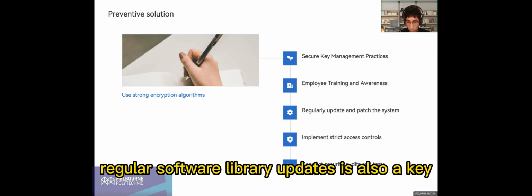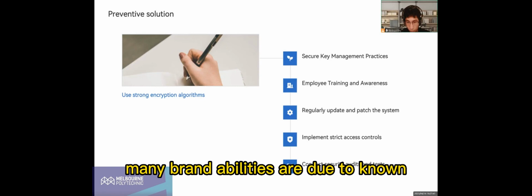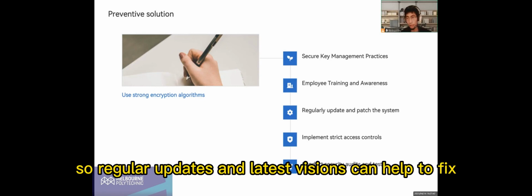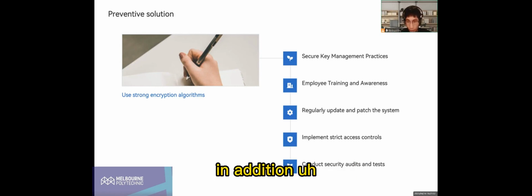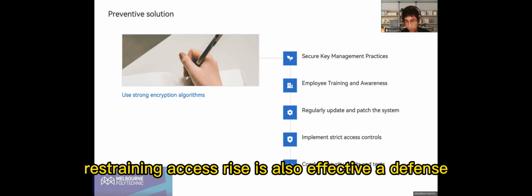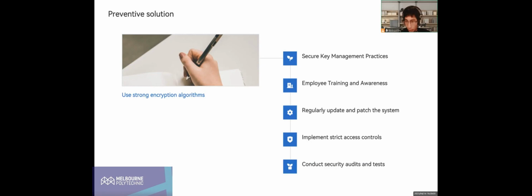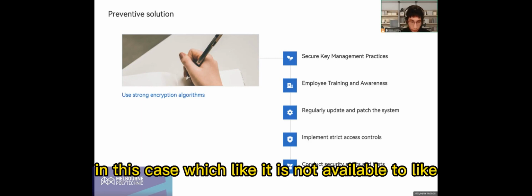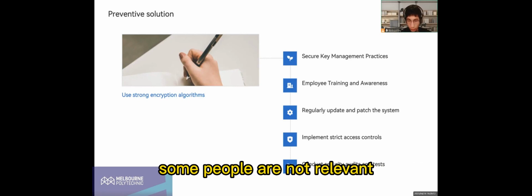Second, regular software library updates are also key. Many vulnerabilities are due to known security holes in software and library versions, so regular updates to the latest versions can help to fix some of these problems. In addition, restricting access rights is also an effective defense, authorizing only users or services that need to access the system. In this case, E is not visible to people who are not relevant.